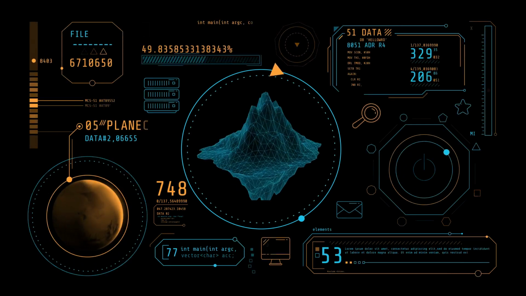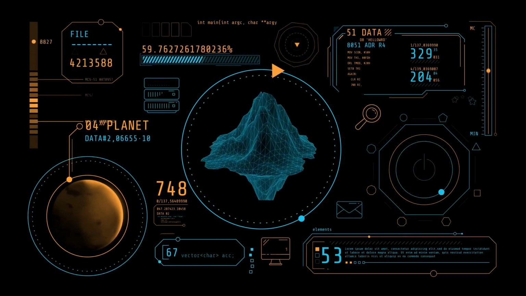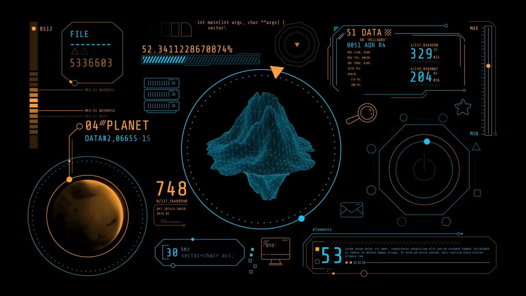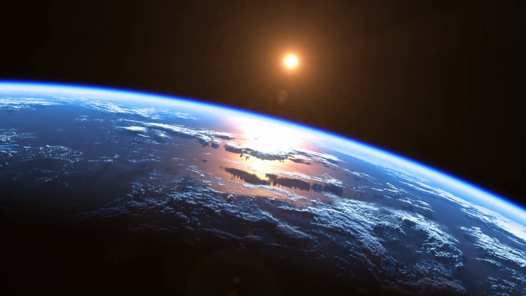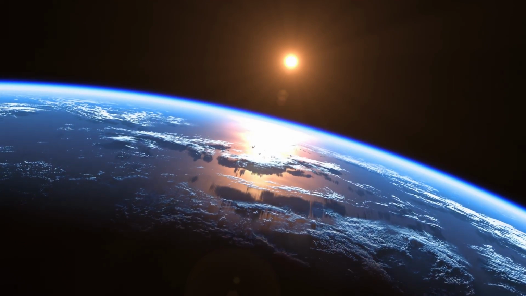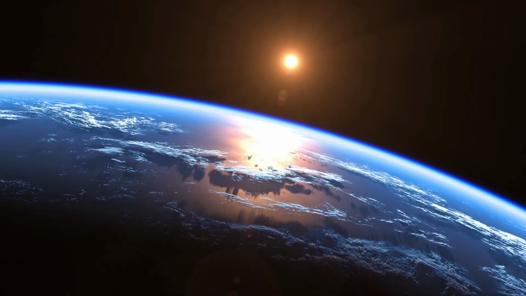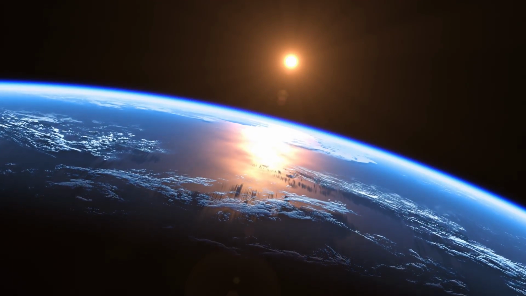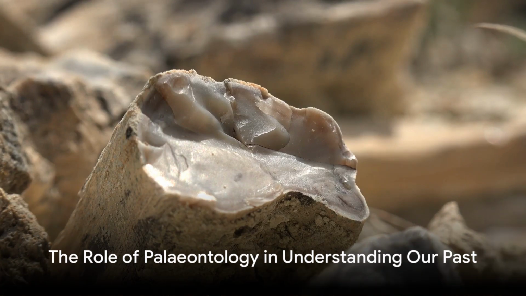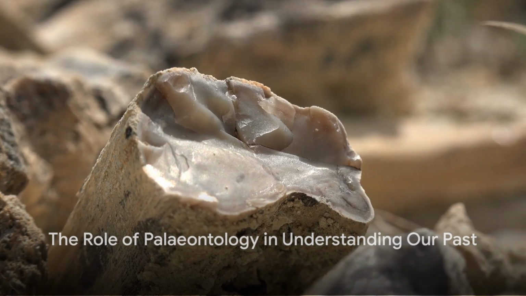In short, paleontology helps us understand where we've come from and perhaps where we're headed. It's not all about digging up old bones. It's about understanding the grand puzzle of life and ensuring we don't repeat the mistakes of the past. It's about learning to coexist with our planet, not just for our sake, but for the sake of all life on Earth. But how exactly does paleontology help us understand our past?